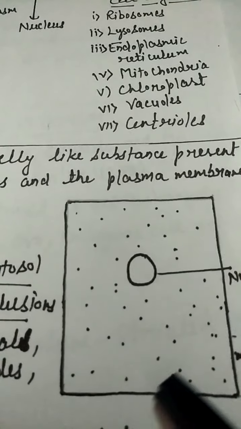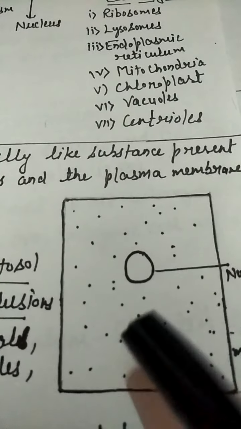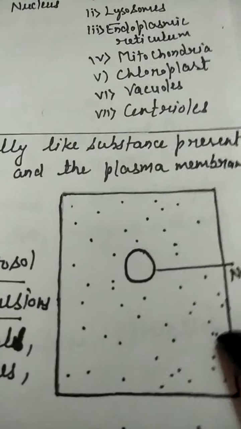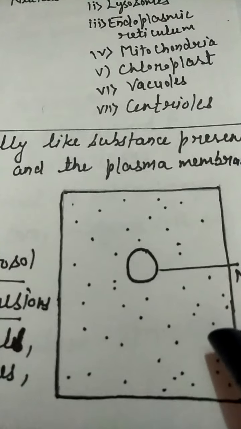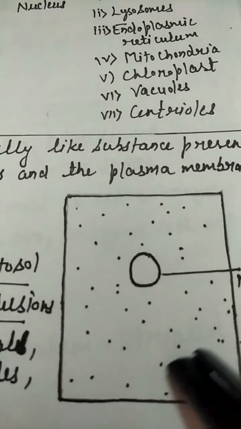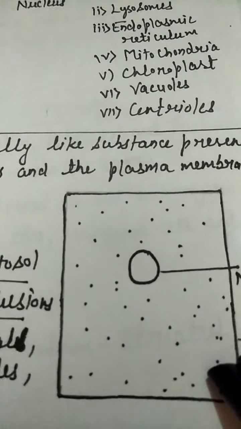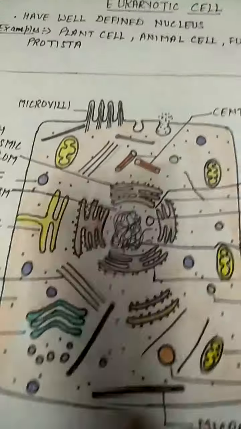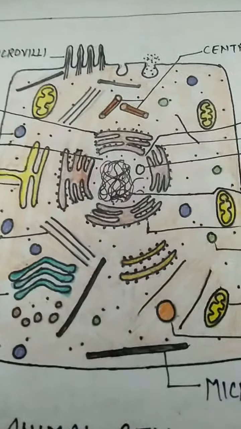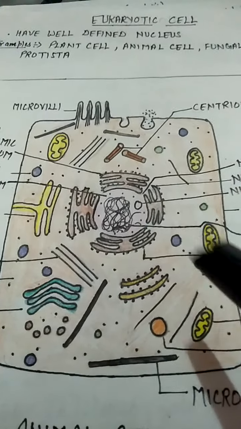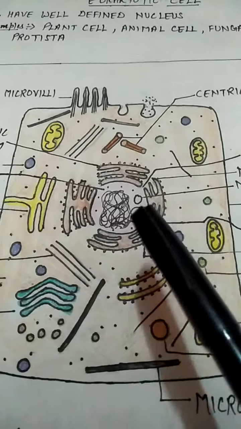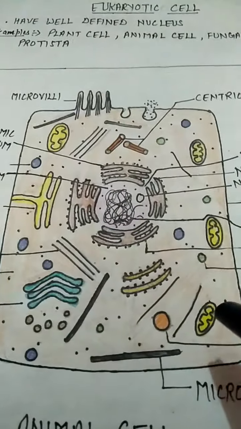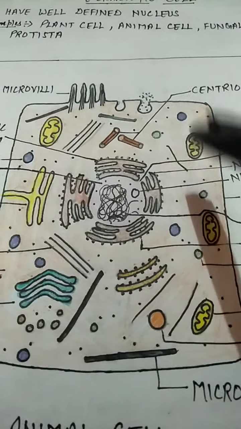What is the function of this cytoplasm? Cytoplasm is the seat of various metabolic reactions. Whatever reactions take place in the cell, that actually takes place inside the cytoplasm of the cells. All the cell organelles, for example, you can see, I am showing here a diagram of an animal cell. You can see between the cell membrane and the nucleus, this is the structure present, that is cytoplasm. And inside the cytoplasm, various cell organelles are present.